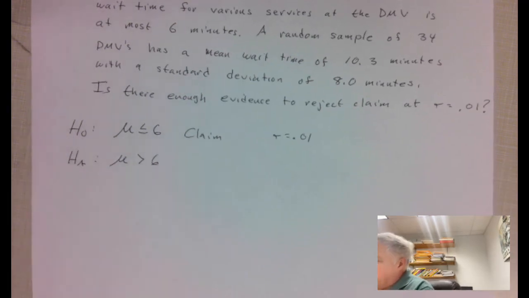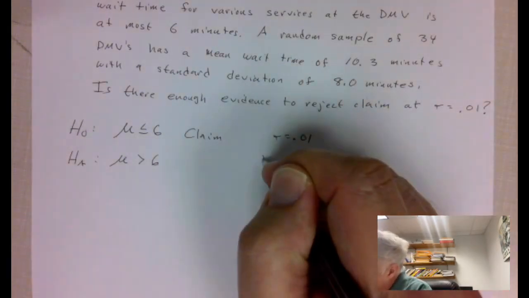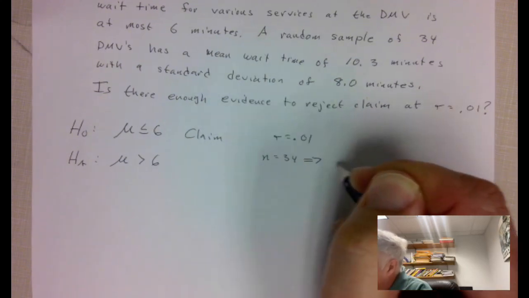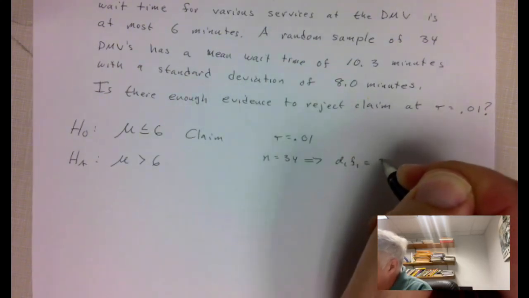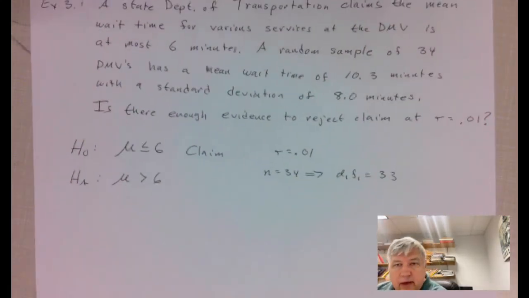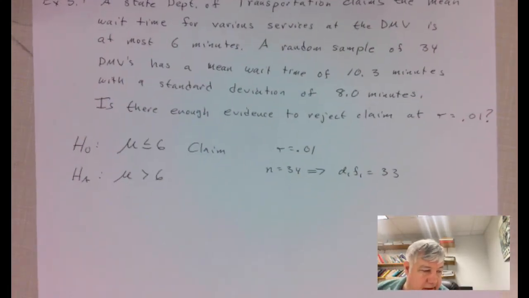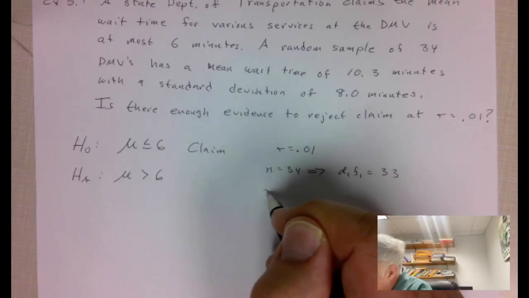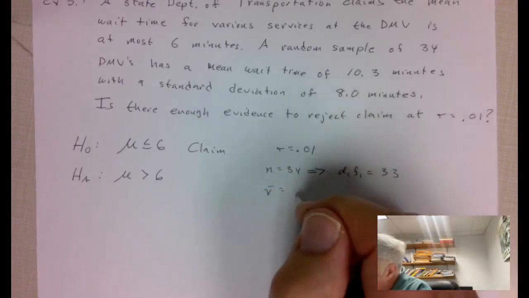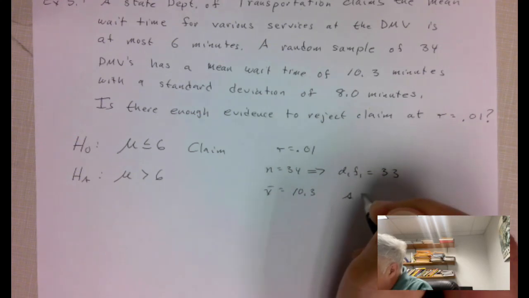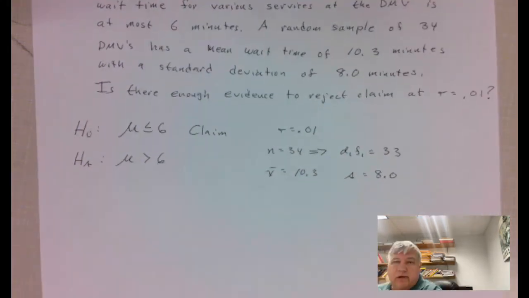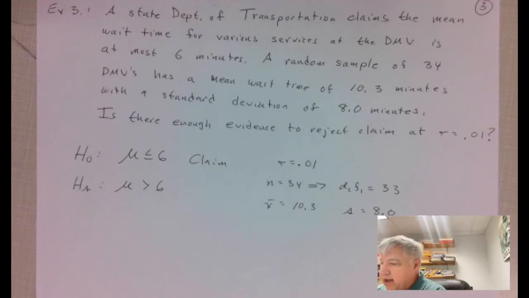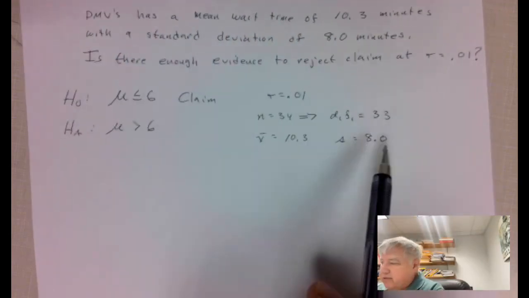Let's just write down what else we're given. N is 34, so that implies the degrees of freedom is 33. And we have that the mean x bar is 10.3 and S is 8.0. Okay, we know it's S and not sigma because the sentence is talking about the sample. They say a random sample has mean this and standard deviation that. So that's what S is, 8.0.